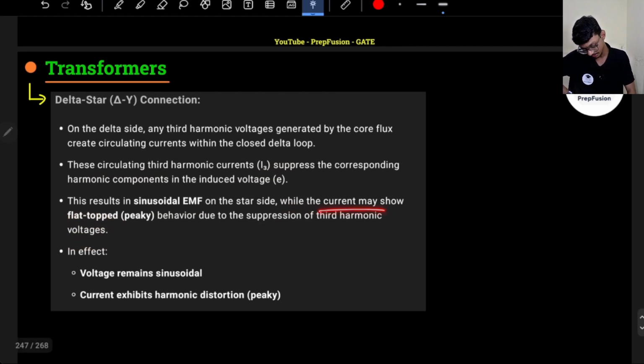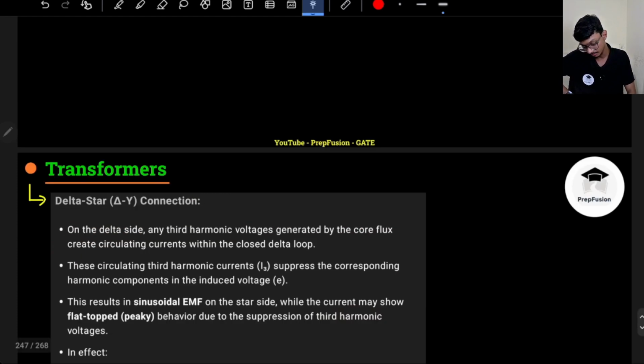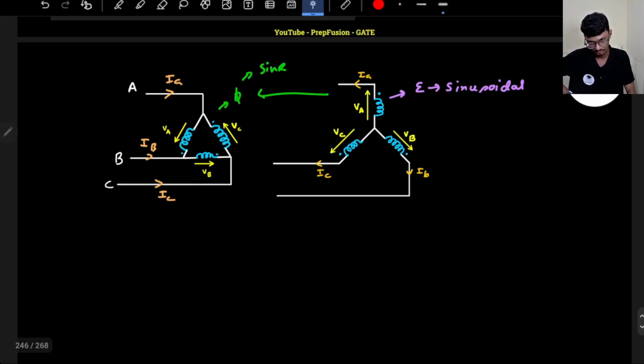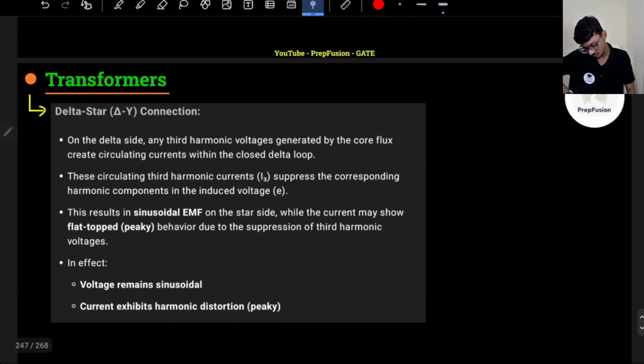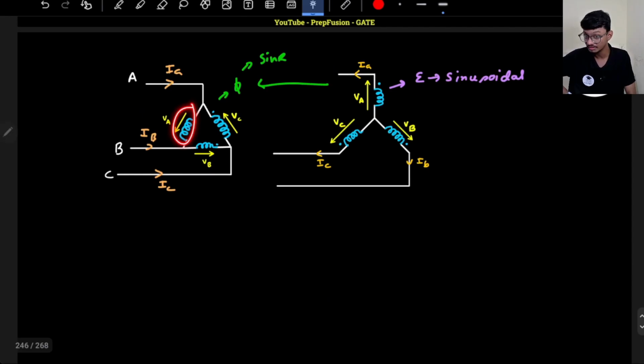While the current here will be a bit peaky in nature in the delta connection. Basically, in case of delta star connection, the advantage is that whatever third harmonic induced voltages are there, this delta will automatically oppose them. That's why delta connection is very, very important.